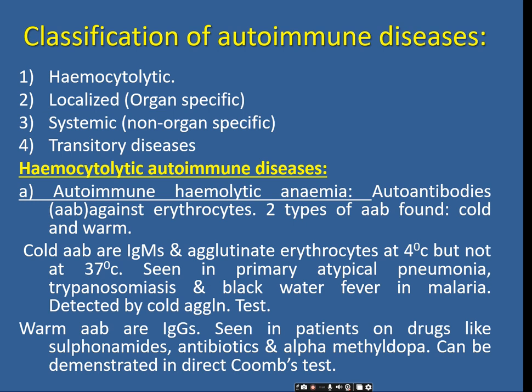Basically, hemocytolytic means it causes damage to the erythrocytes. Coming to warm, we can see it in patients who take drugs like sulfonamides or antibiotics. It can be demonstrated with the help of the Coombs test. Basically, if you want to see whether any autoimmune disorder is present or absent in a particular patient sample, you have to do an antigen antibody reaction. Hemocytolytic means damage to the erythrocytes.